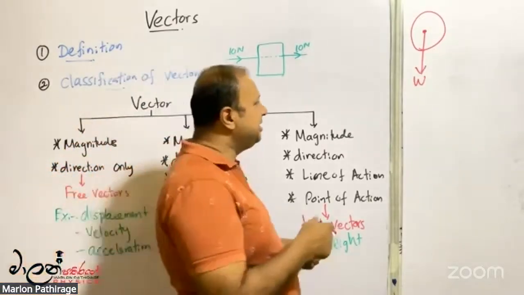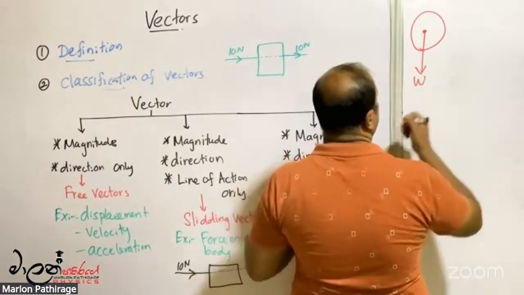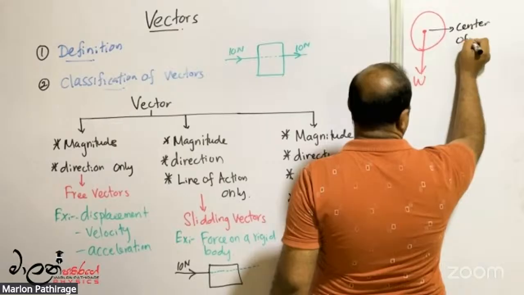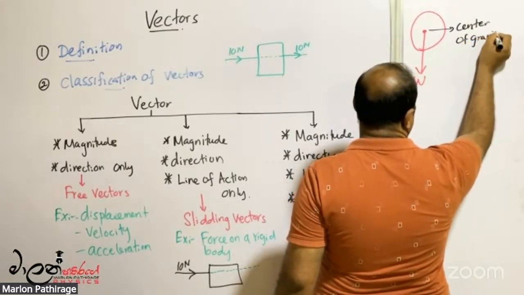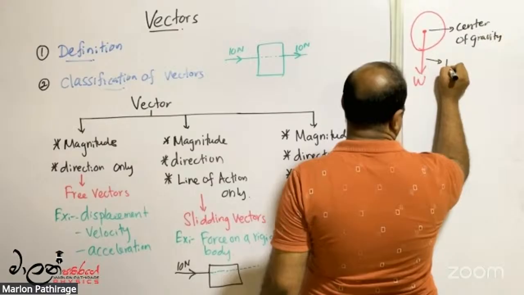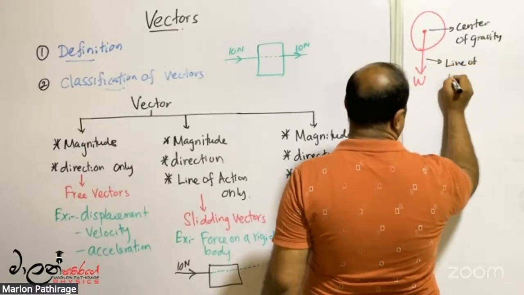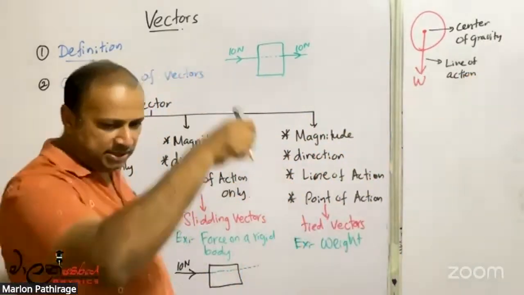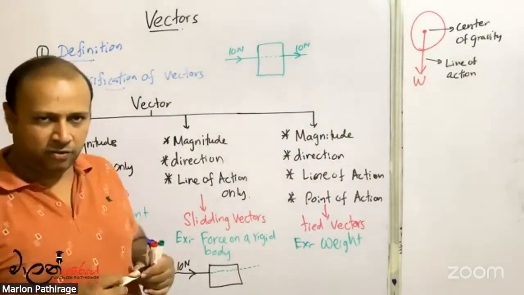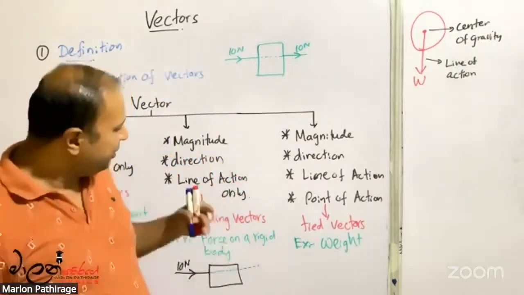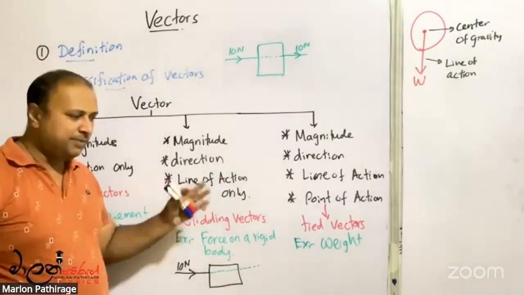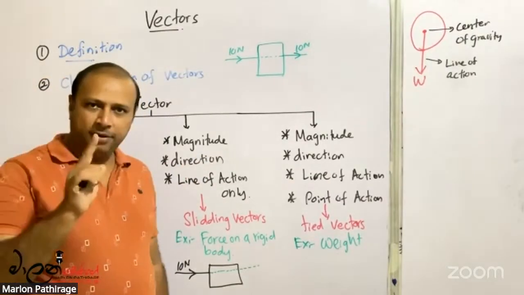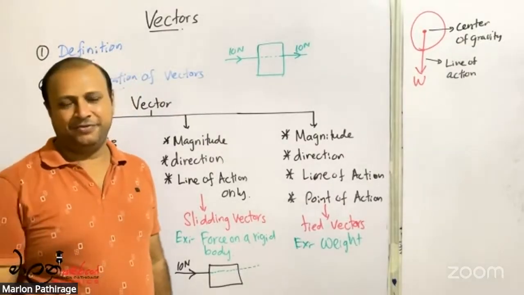Therefore, this is the point of action. We call it the center of gravity. This is the line of action, towards the earth. Therefore, if we consider this type of vectors, they have magnitude, direction, line of action, and point of action.